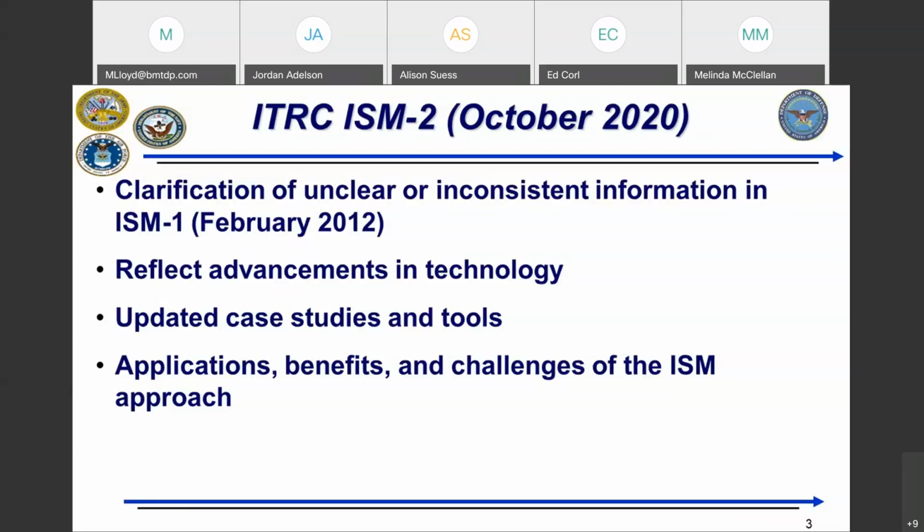So the newest document reflects some advancements, so some things have changed during that time. We've updated some of the case studies and also some of the tools that are available as well, in addition to the update on the applications, the benefits, and also the challenges of incremental sampling.